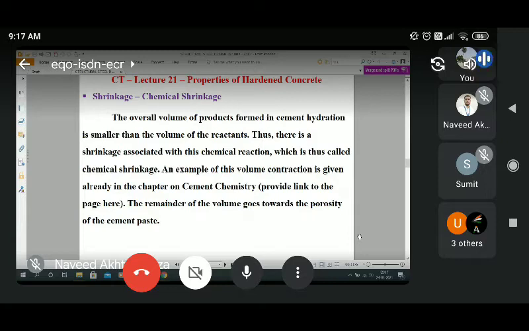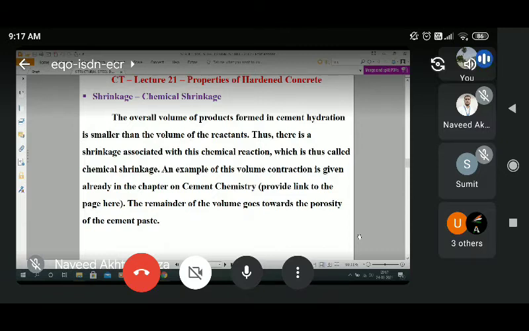The overall volume of product formed in cement hydration is smaller than the volume of the reactants, because the volume of the reactants is large and the volume of the end product, the hardened concrete, is less. Thus, there is a shrinkage associated with this chemical reaction. The chemical reaction is nothing but the hydration of your cement particles, which is thus called chemical shrinkage.